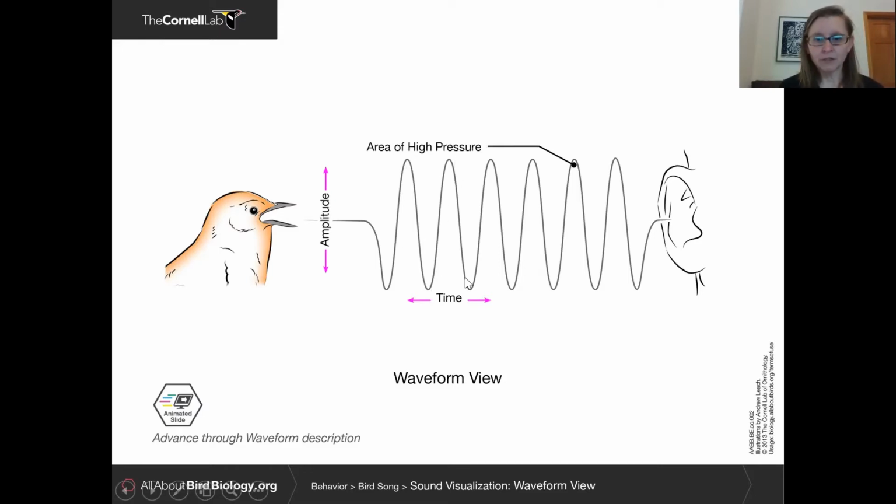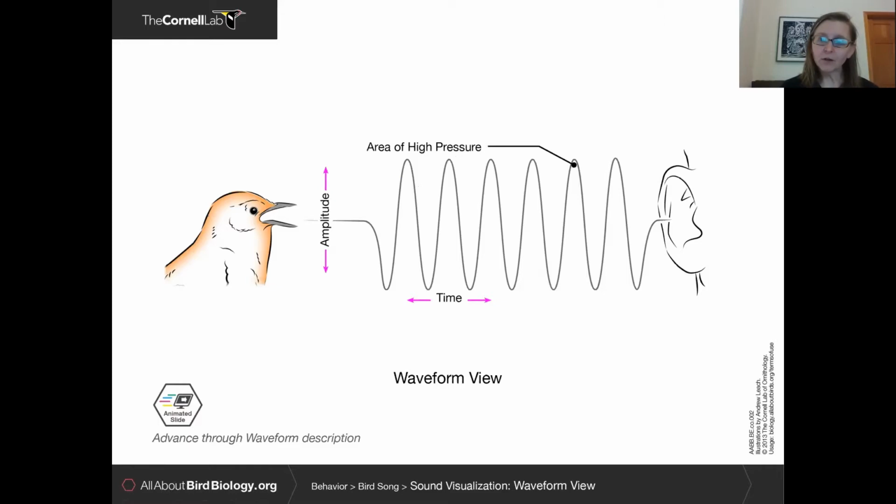You can measure how loud a sound is by looking at the difference between the peak and the trough. The larger the difference between the peak and the trough, the louder the sound. The smaller the difference between that peak and trough, the quieter the sound. That's one element of sound that we detect with our ears.